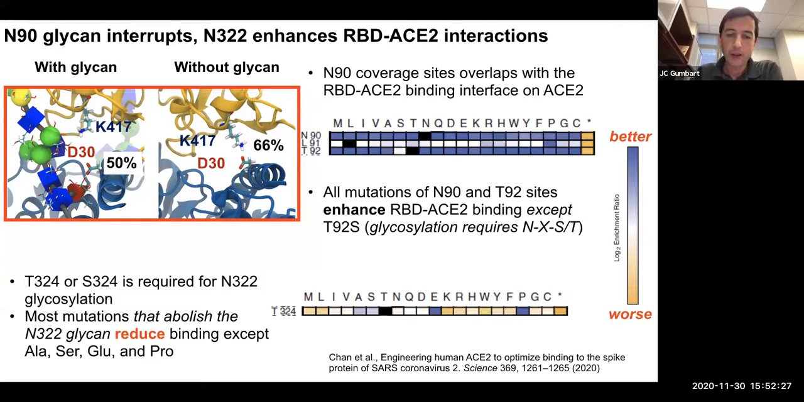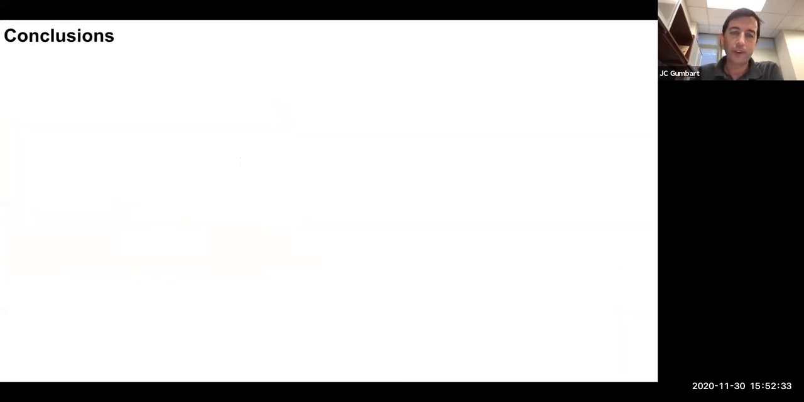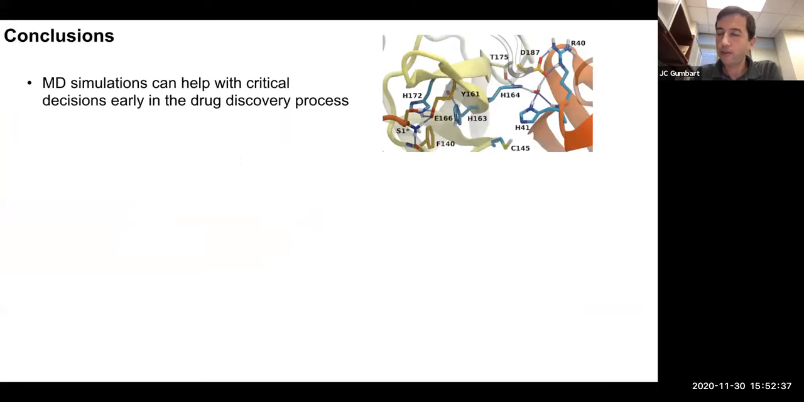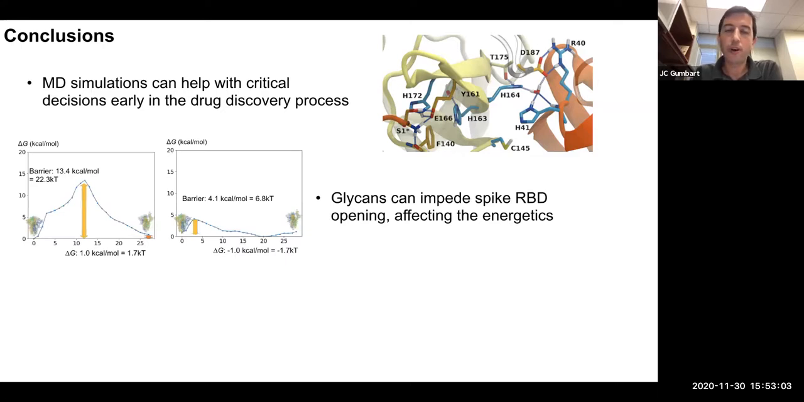Okay, so wrapping up, what did we conclude from this 8 months and change of work? Thinking back to the beginning of my presentation, looking at the main protease, MD simulations in particular can be helpful for making some of these critical decisions, like where to protonate certain residues, histidines in particular, which will be an important step in the drug discovery process. We also saw, for example, in our two-dimensional PMFs of spike opening, that the glycans can potentially impede the opening, changing the energetics, the barrier.